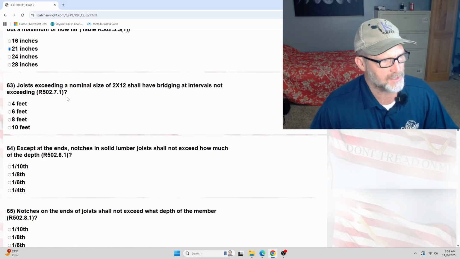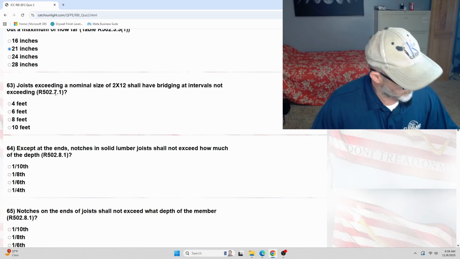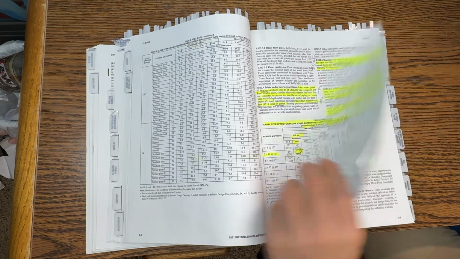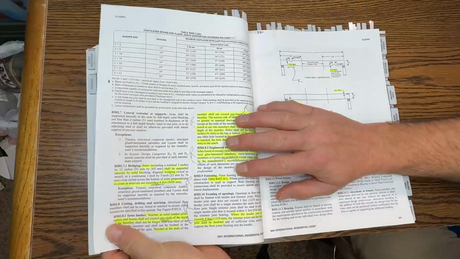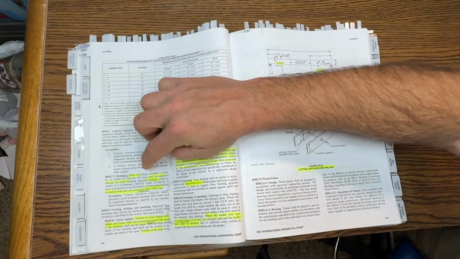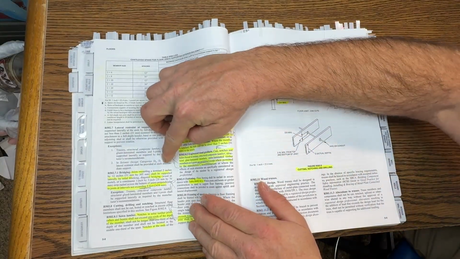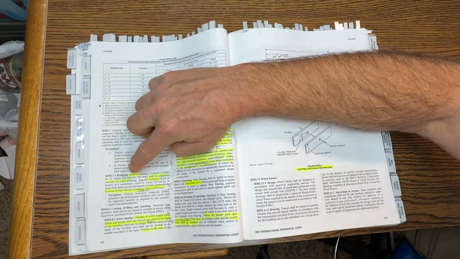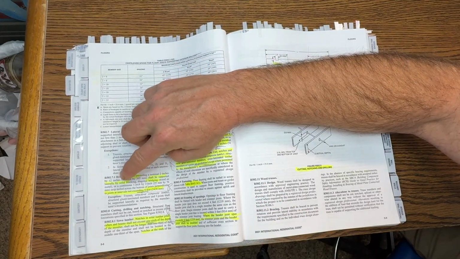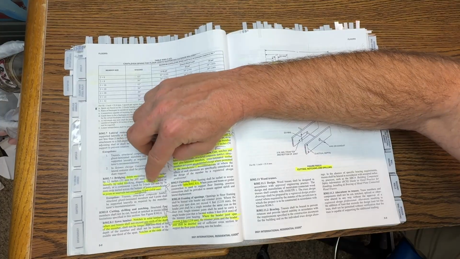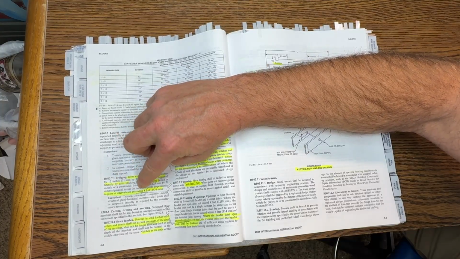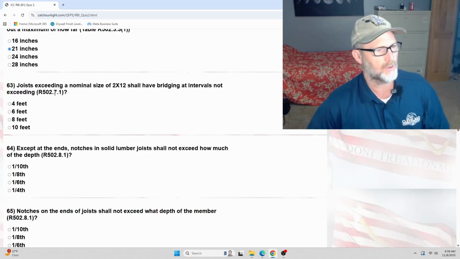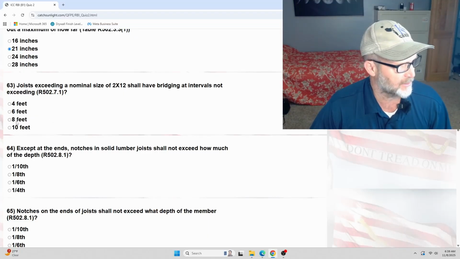63, joists exceeding a nominal size of 2 by 12 shall have bridging at intervals not exceeding what? So let's look at R502.7.1. Joists exceeding a nominal 2 inches by 12 inches shall be supported laterally by solid blocking, bridging to joists at intervals not exceeding 8 feet. So the answer there is 8 feet.